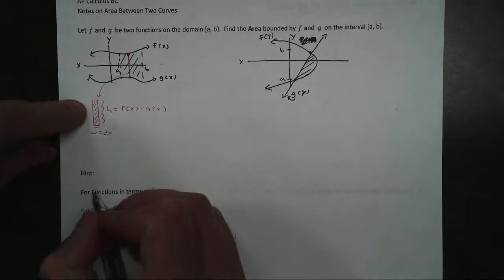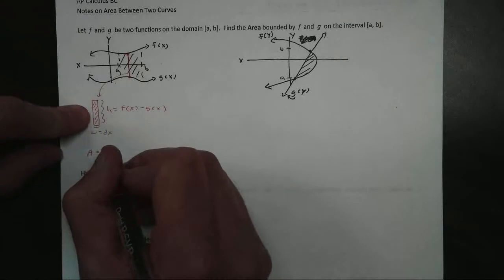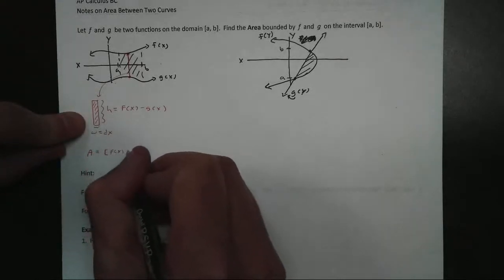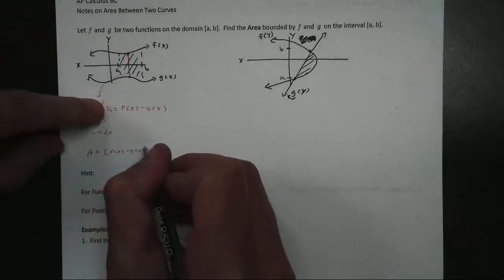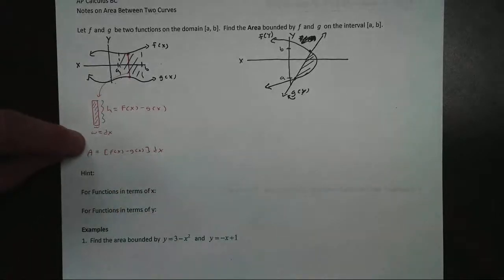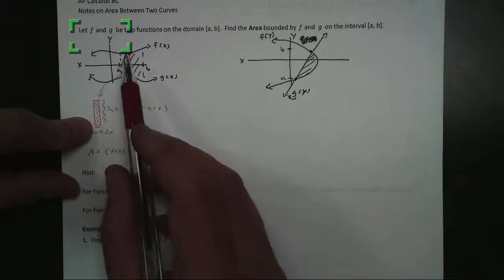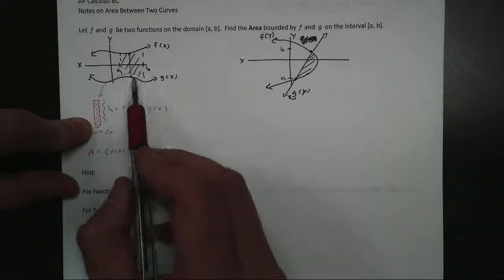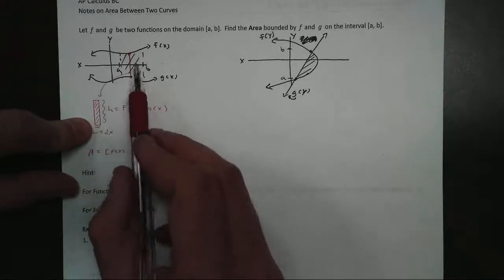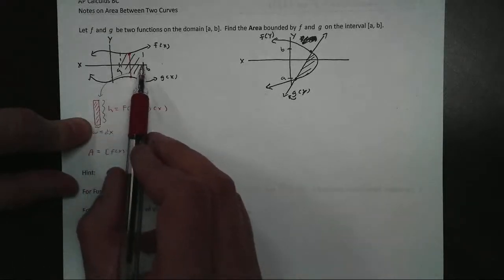So, how can I find the area of my rectangle? Well, very simple. To get the area of my one rectangle here, it's going to be f of x minus g of x, the height, times the width, dx. Well, that's the area for just my one rectangle. But remember, we have infinitely many rectangles, very skinny. And what we want to do is find the area of each rectangle and add them up. So we're going to find the sum of all those rectangles.